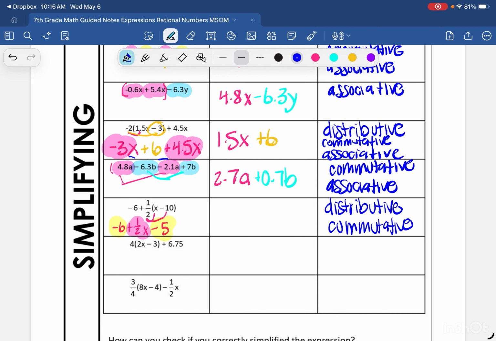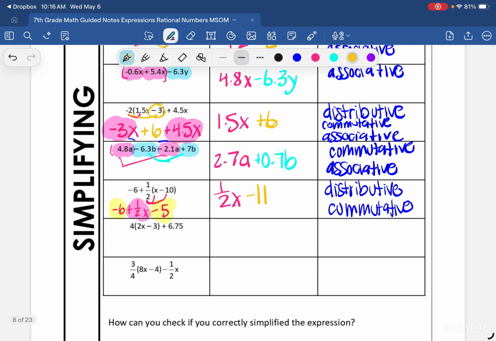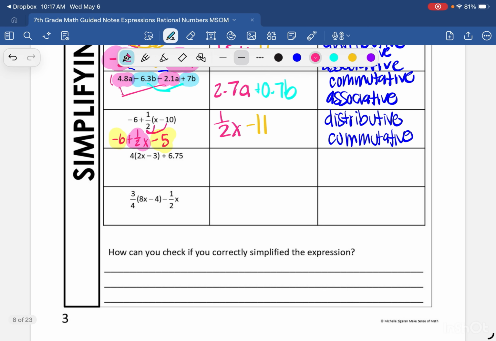So I have 1/2 x all by itself, and then I have negative 6 minus 5, which is going to give me negative 11. Next question, again, I'm going to be using the distributive property to get rid of these parentheses. 4 times 2x is 8x. 4 times negative 3 is negative 12. And then I have plus 6.75.